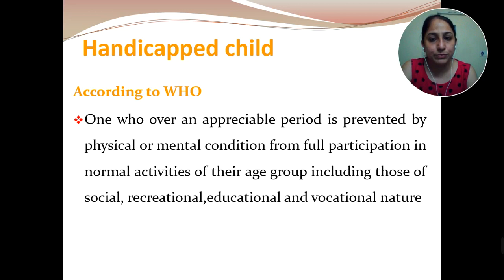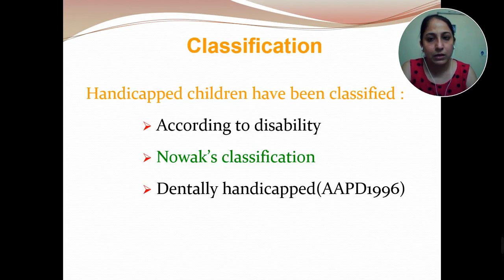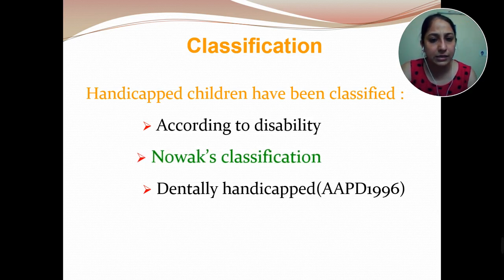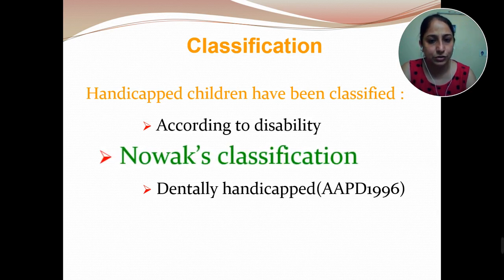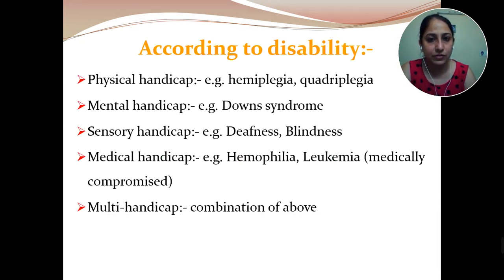A handicapped child, according to WHO, is the one who over an appreciable period is prevented by physical or mental condition from full participation in normal activities of their age group, including those of social, recreational, educational and vocational nature. These can be classified according to disability, Novak's classification and dentally handicapped. So you generally get a SAQ on Novak's classification. Now let's see all these classifications.